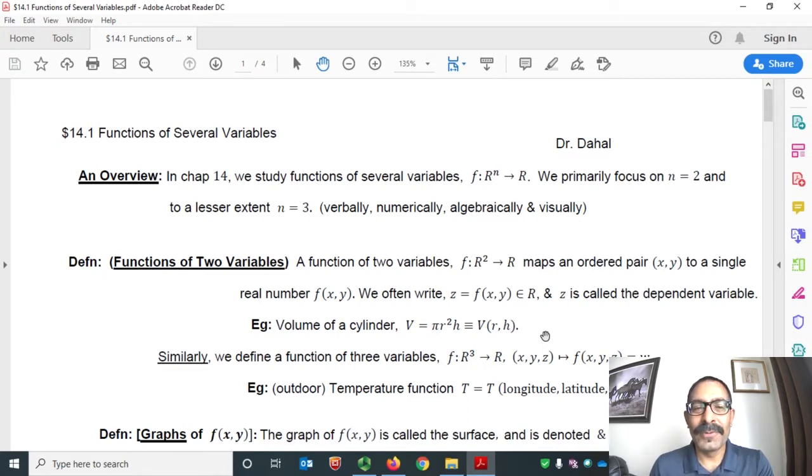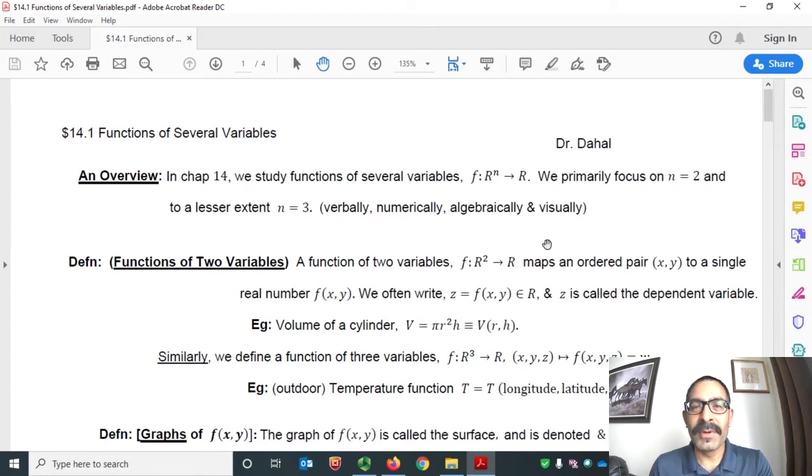First, quick overview. In chapter 14, we will study functions of several variables. That is f from Rn to R, and we primarily focus on n equals 2 and n equals 3 to a lesser extent. Verbally, numerically, algebraically, and visually.